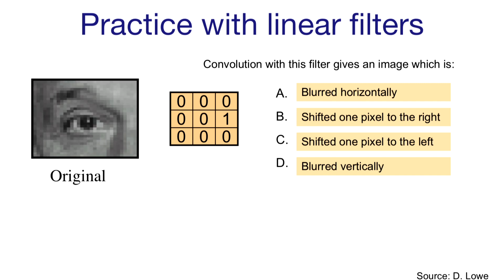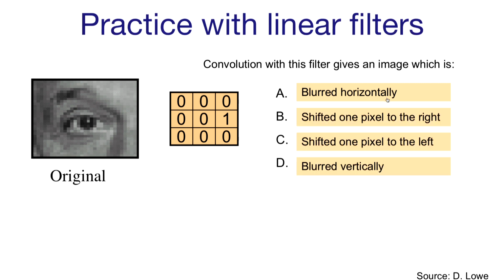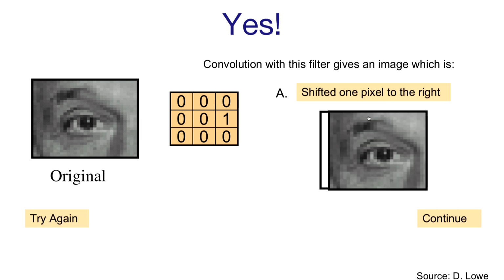All right. So yes, blurred horizontally is not happening because it's just a single pixel, so it can't blur. Shifted one pixel to the right is the correct answer, B.